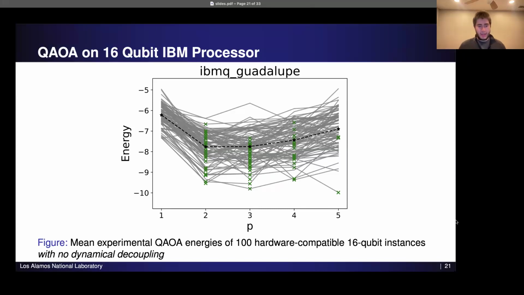So this is the same style plot, but now it's a different problem instance, right? The energy scale is much smaller than it was in the previous plots. And IBM Q Guadalupe is the only 16 qubit processor at the time that we ran these experiments. Right, and you can see that the best performing P is probably P equals 2, maybe P equals 3, and there are two outliers at P equals 5, which is kind of interesting.